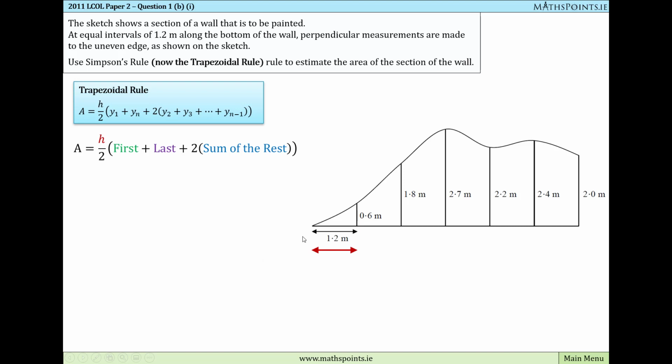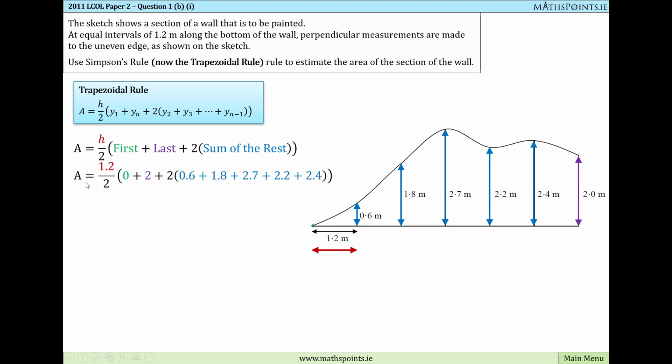First height is 0. The wall starts on the ground, so it has 0 height initially. And then the wall rises up, undulating until it gets to the last height, which is 2 meters. The sum of the rest of the heights, well, the rest of the heights are going to be 0.6, 1.8, 2.7, 2.2, and 2.4. We're going to sub these values into the formula.